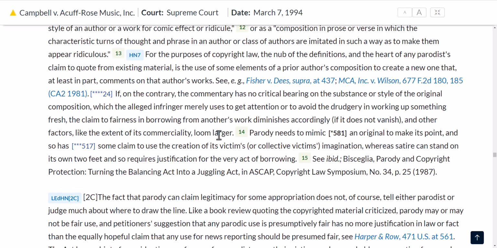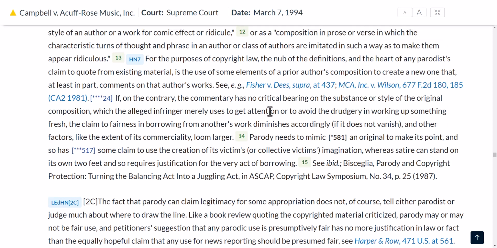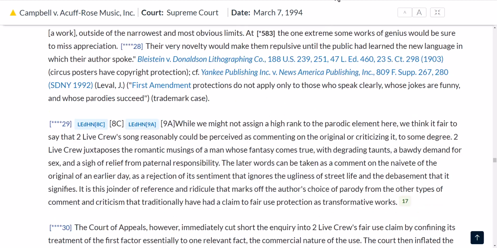Okay, so that's not good at all. So we would obviously need to include that quote as well, because you could say our client didn't want to come up with a new tune, so she did this here. Okay, and then here we have the court's application of that rule, where we think it fair to say that Two Live Crew's song reasonably could be perceived as commenting on the original or criticizing it to some degree. So it would be a parody.